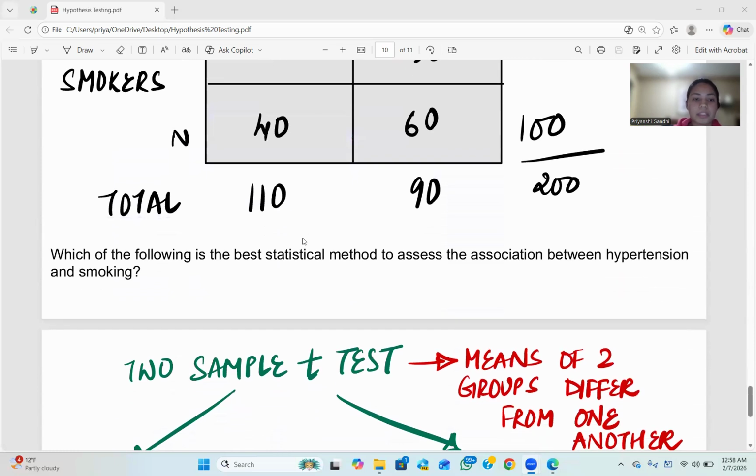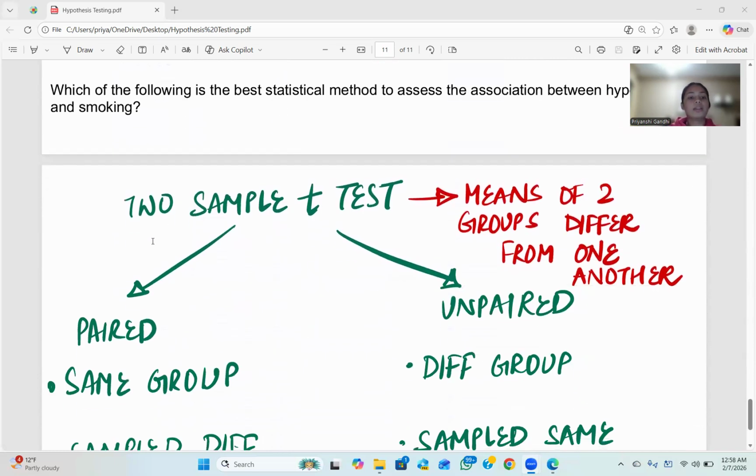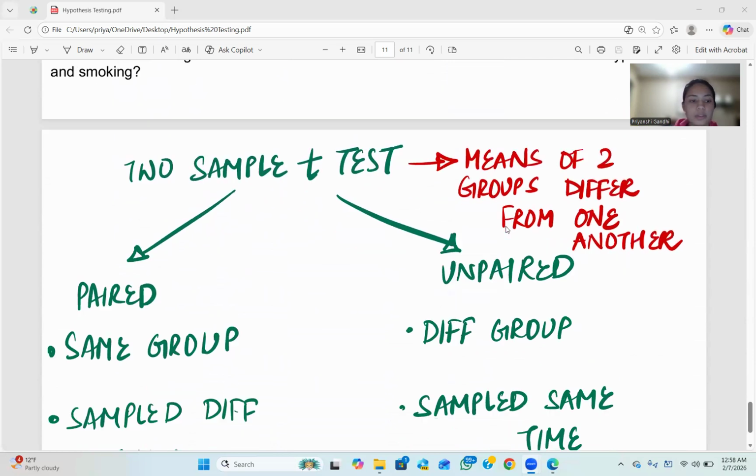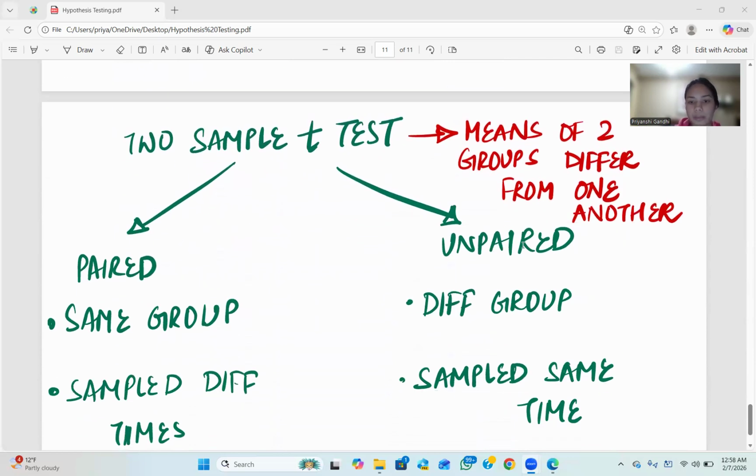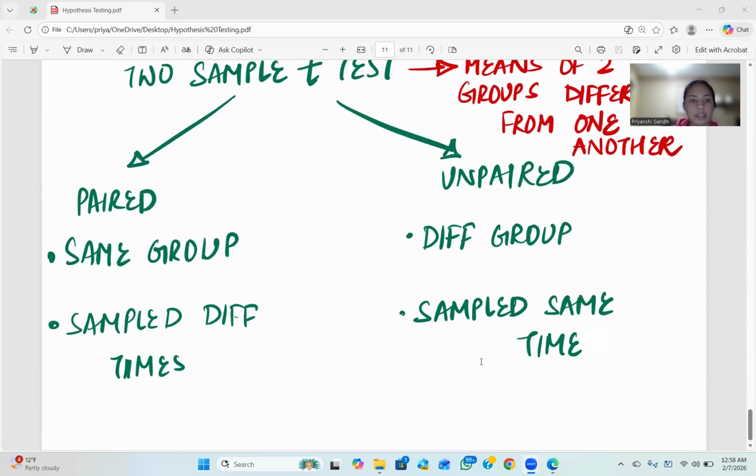It's pretty simple. Just an add-on point here: the t-test, we use the 2-sample t-test to find the difference between the means of two groups. It can be paired or unpaired. Paired is the same group sampled at different times, and unpaired are different groups sampled at the same time.